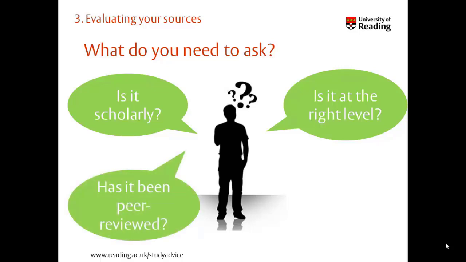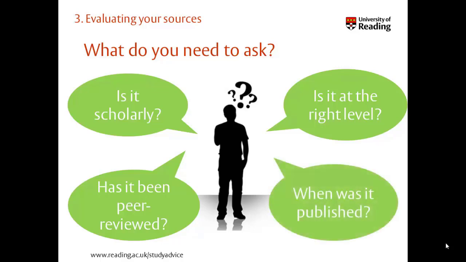Has it been peer reviewed? Peer review means that a source has already been evaluated by peers of the author. In the case of academic articles, that will mean other academics who are experts in this field. So if it's been peer reviewed, you know it's authoritative. And when was it published? Unless you're looking for an important standard work in your field, it's usually better to look for the most recent publications. These will already have taken into account the research that's been previously published. If there's more than one edition, always look for the most recent.